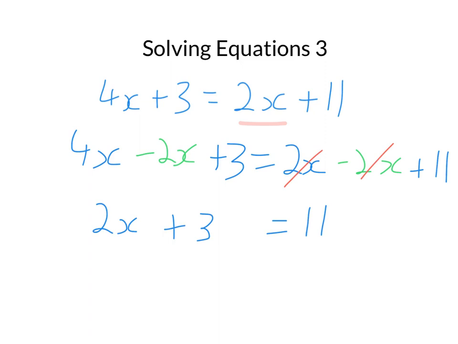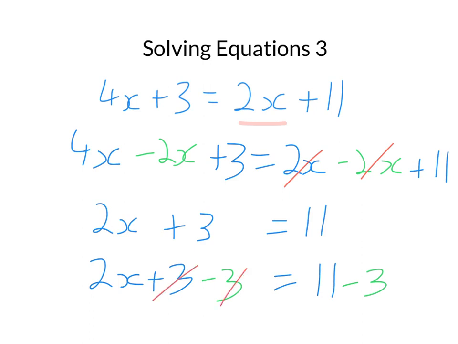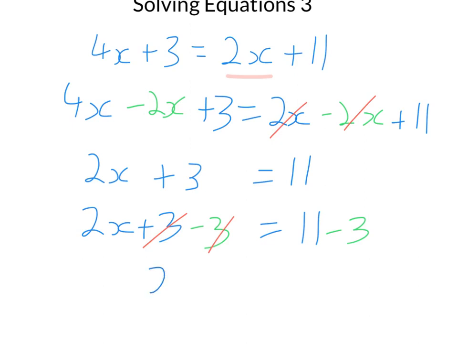So the next step now is to just try and get rid of the 3 on this side, so we'll only have the x term by itself. So to get rid of the 3, we'll rewrite the equation. 2x plus 3 on the left hand side and 11 on the right hand side. To cancel 3, we're just going to subtract 3 from each side. On the left hand side, 3 take away 3 will cancel, so we'll just be left with 2x. On the right hand side, 11 minus 3 will give us 8.